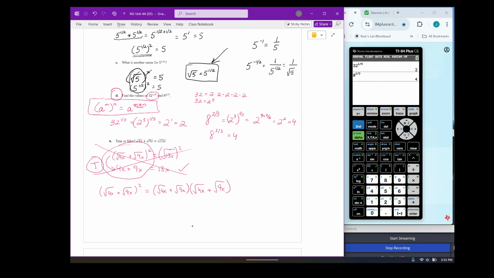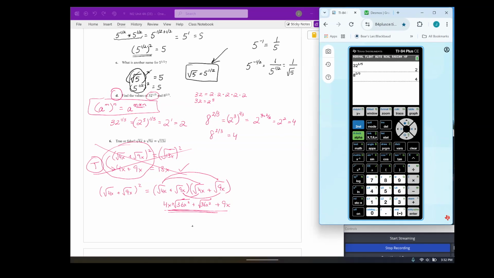And then you have to FOIL it. So it's this times this, which is 4x. This times this, which is root 36x squared. This times this, which is another root 36x squared. And then this times this, which is 9x. So you end up with a lot of extra junk in there, right? So it's probably not true. It's probably false. And in order to prove that it's false, you find any counterexample. So you test some stuff.